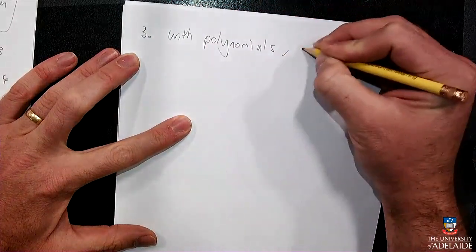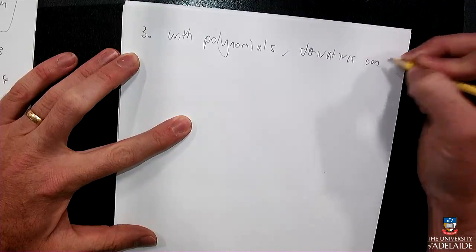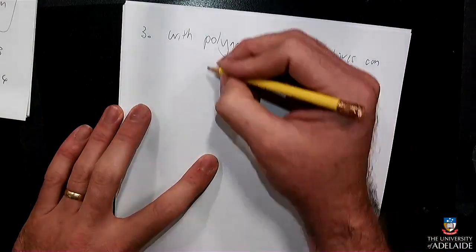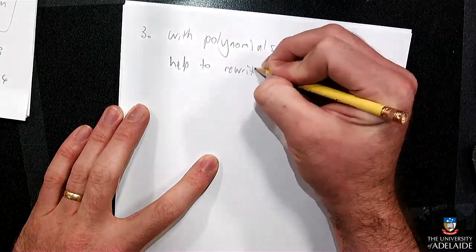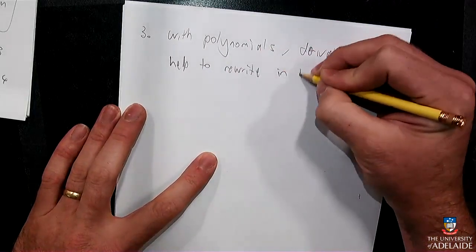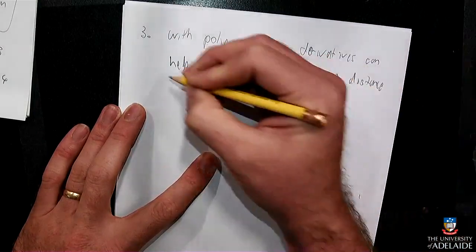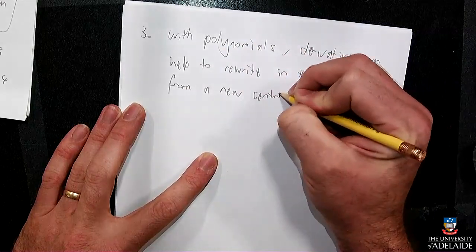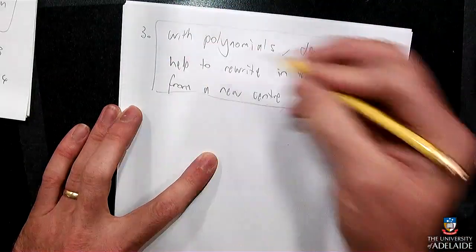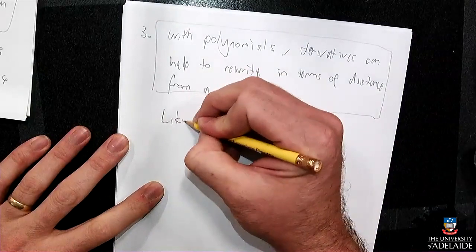So with polynomials, derivatives can help to rewrite in terms of the distance from a new centre. Now that might sound like something you've never done before, but you have done that without derivatives before. And so just as an example of the idea, it's like completing the square.